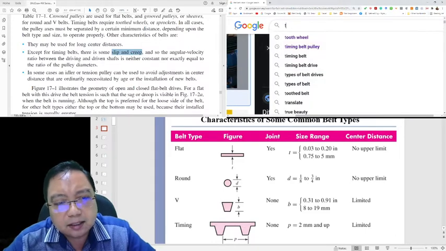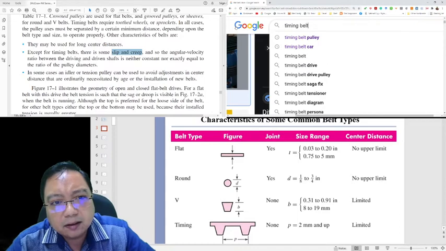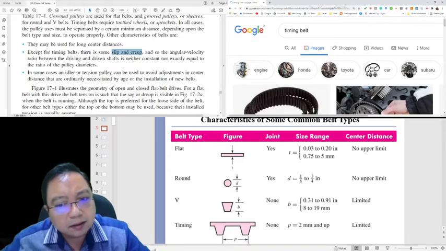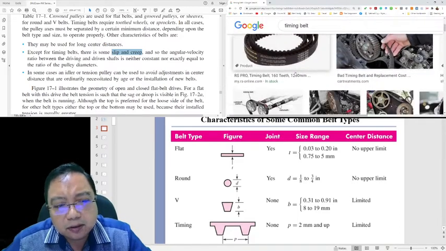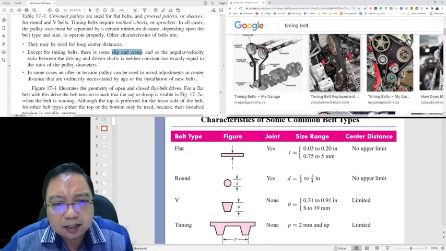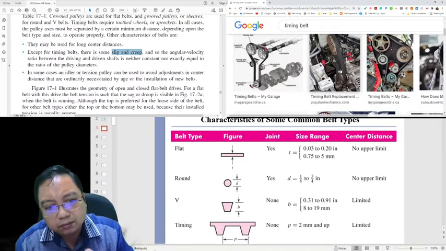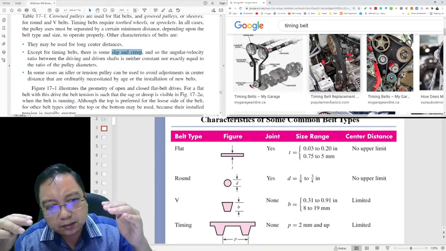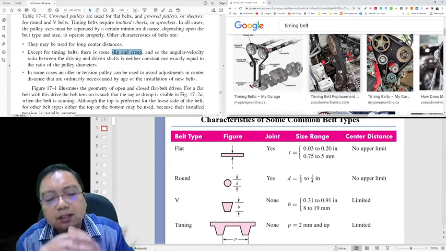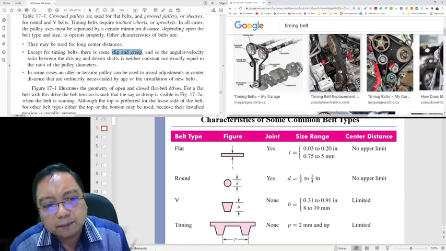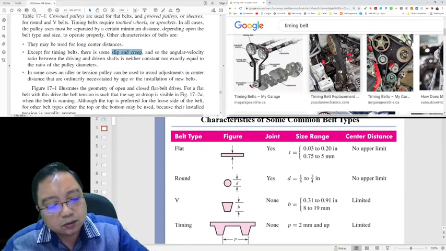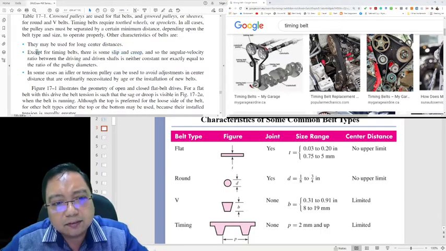You see the timing belt. If we go down, if we go up, if we go down, if we go up, we have some slip, we have some creep. That is what is meant by this sentence, except for the timing belt.